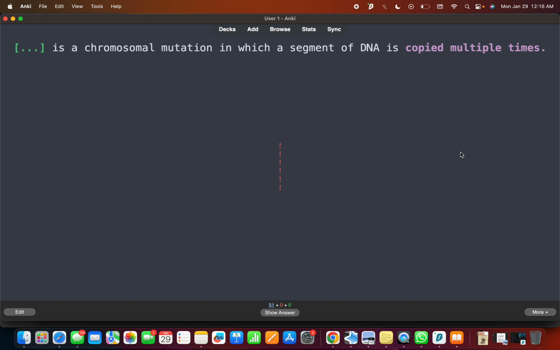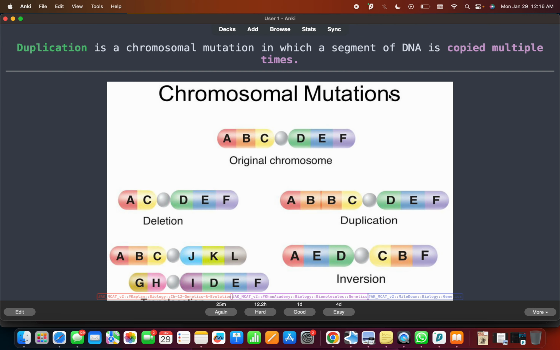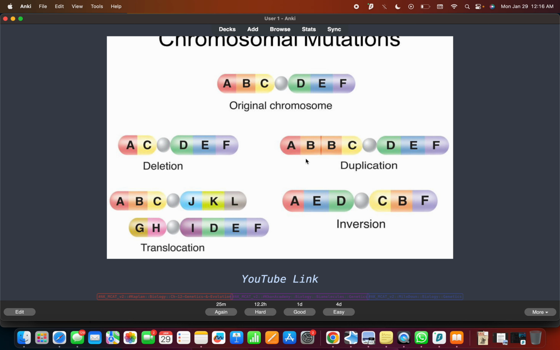Correct chapter here, and we're on the chromosomal mutations. So when a segment of DNA is copied multiple times, this is duplication. You have A, B, B, C, and then D, F. So the B is duplicated.